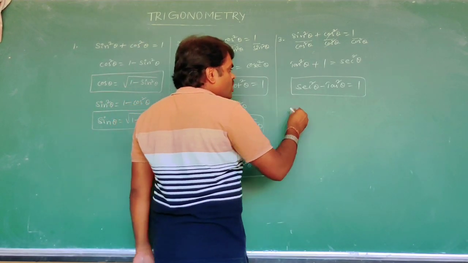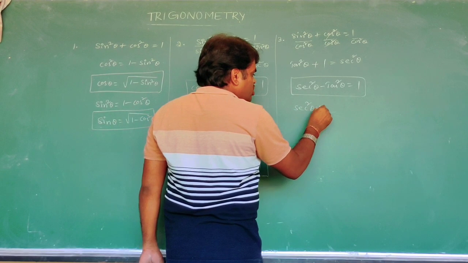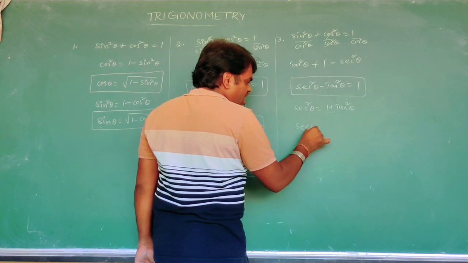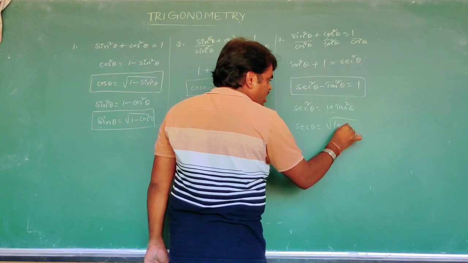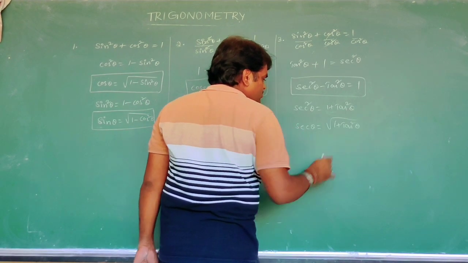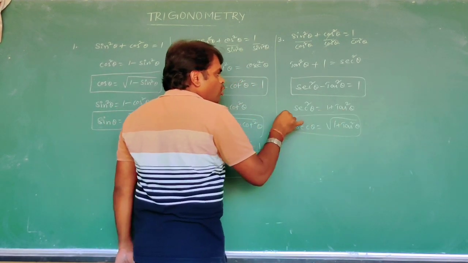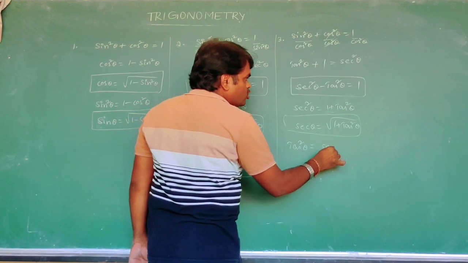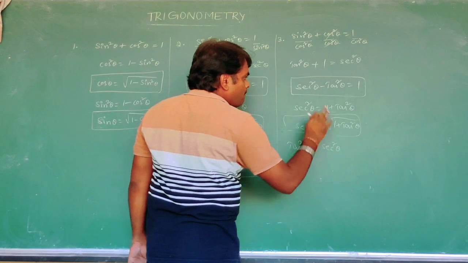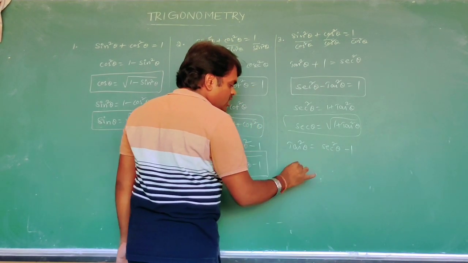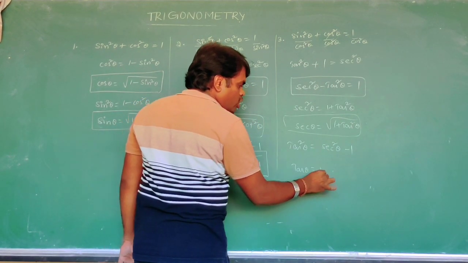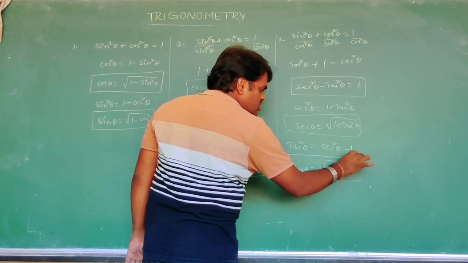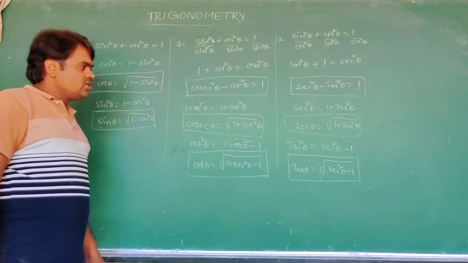And another one: we can write secant square theta is equal to 1 plus tan square theta. Secant theta is equal to root of 1 plus tan square theta. Now tan square theta is equal to secant square theta minus 1. Tan theta is equal to root of secant square theta minus 1. It is also very important.